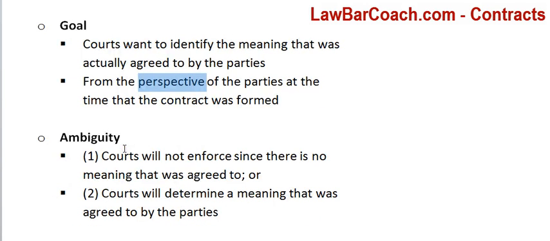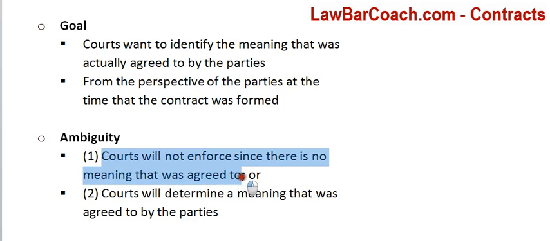So whenever there's an ambiguity, there are two options. The courts will not enforce the contract since there was no meaning that was agreed to. If in the case of the lawn, one person thought front yard, the other person thought backyard, if they had two different complete expectations, then was there really an agreement?